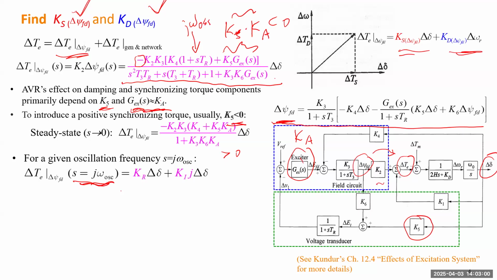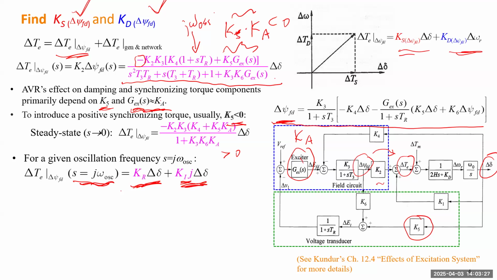The entire transfer function is just the coefficient of delta, because now you plug in an imaginary number that will create some real part and some imaginary part. Assume we have a real part and an imaginary part. They both multiply the angle deviation. We definitely know this part will be synchronizing torque, but this one will be the question.